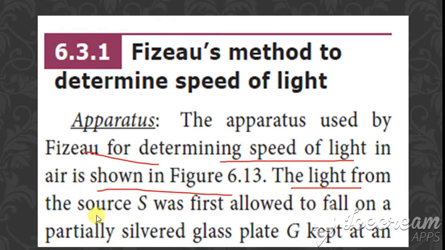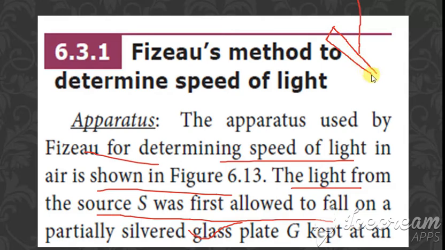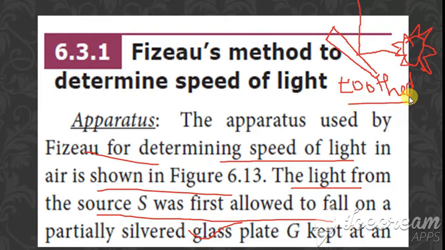The light from the source was first allowed to fall on a partially silvered glass plate. So first, from any source, the light is made to fall on a partially silvered glass plate, and then from the glass plate it is made to fall on the wheel, and this wheel is said to be a toothed wheel. It is called a toothed wheel because it has a number of tooth-like projections in it. Then the light is made to fall on the mirror.